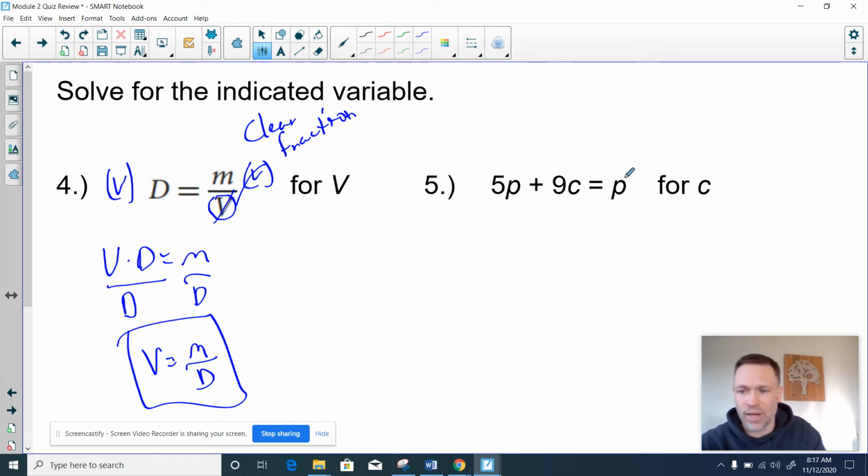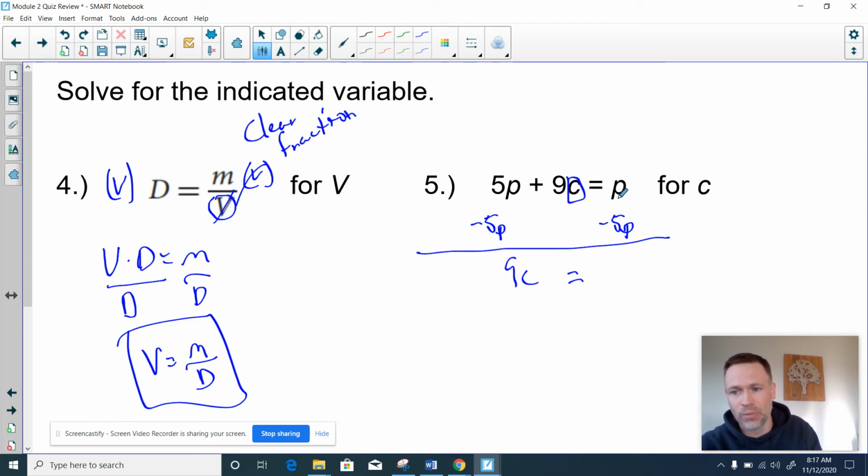All right, example 5. We'll solve this one for C. I got 5P plus 9C equals P. I'm solving for C, so I have to ask myself what's happening to C. It's being multiplied by 9, and I'm adding 5P. So the first thing I will do is subtract that 5P. When I do that, I end up with 9C is equal to, I can actually combine these like terms. P minus 5P is negative 4P.